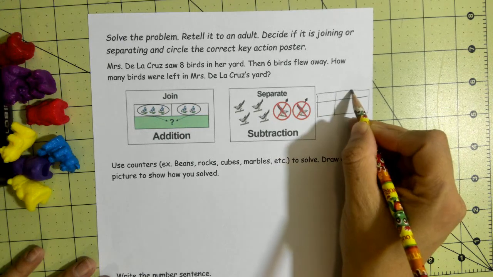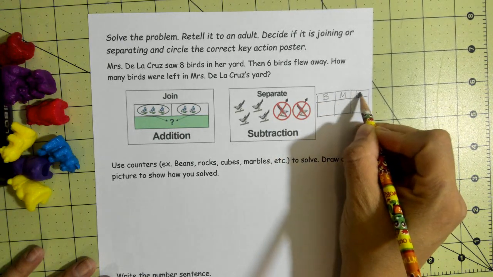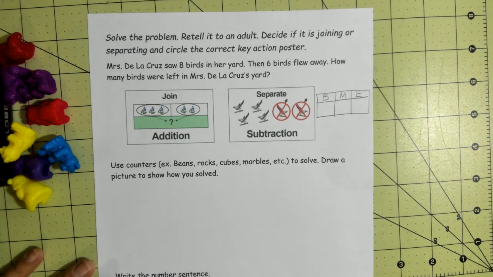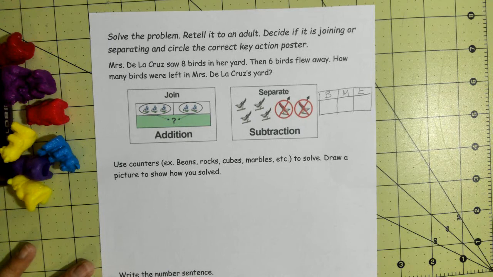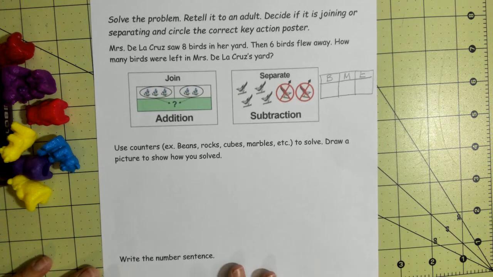So I'm going to make my BME chart so we know what's happening at the beginning, the middle, and the end. It says, Mrs. Dela Cruz saw 8 birds in her yard. Then 6 birds flew away. How many birds were left in Mrs. Dela Cruz's yard? So I'm going to read it one more time, and then you're going to retell the story to somebody at home.